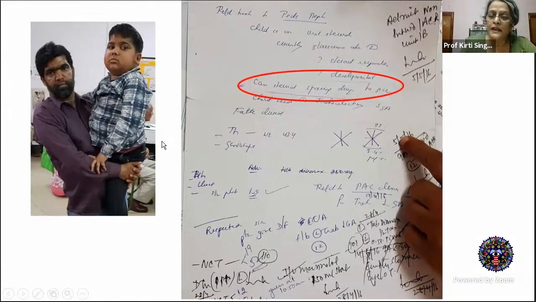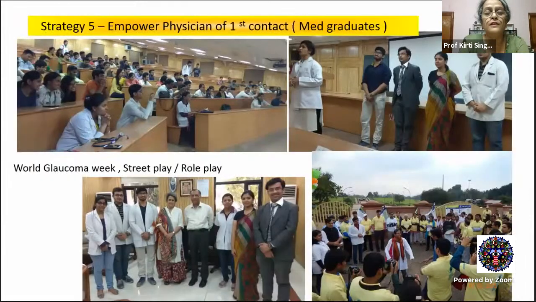Please do that. Despite all that, this patient came back to me after 2 years and nobody else had even looked at my papers. And he was too scared to show them. He says, humne kaha to tha, but they said, kuch nahi hota. So this is the apathy of many of our friends who don't realize the enormity of what they are doing by giving steroids to these children.